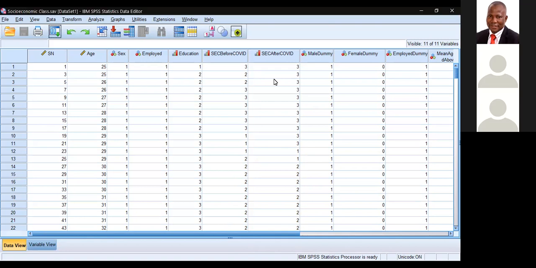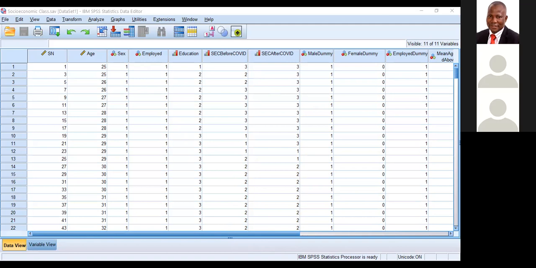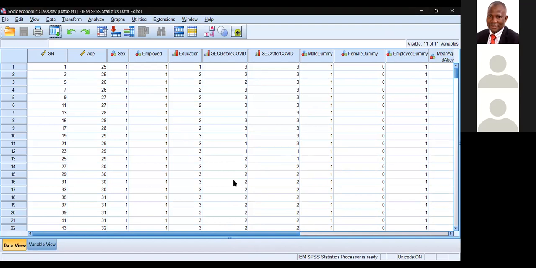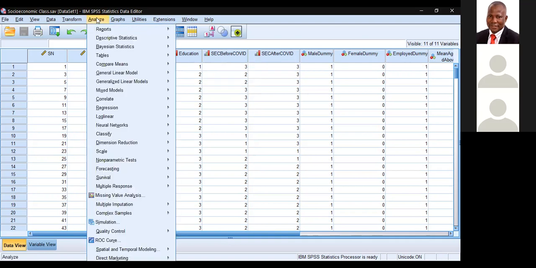So now you see socioeconomic class before COVID, socioeconomic class after COVID is there. Now go to Analyze. If you go and look at it, we have already coded all these 1, 2, 3: lower, middle, upper. If you go to the view now, you see. Go to Analyze, Crosstabs, just the same way.